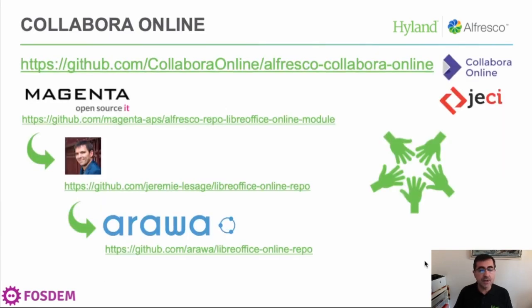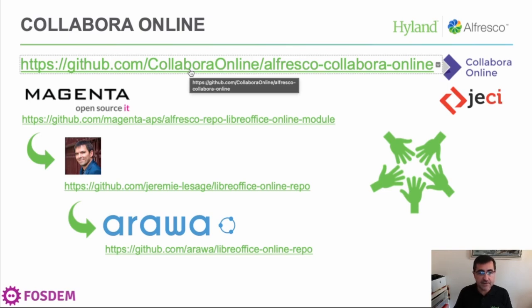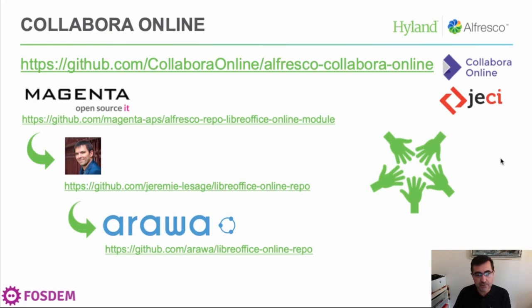That is the Collabora Online project. Collabora Online is a project that provides LibreOffice for online editing. You have this project hosted by Collabora Online itself, that is the Alfresco Collabora Online, an add-on for Alfresco that we are going to see later, and is maintained by Yesi. Yesi is a French company, very focused on open source.